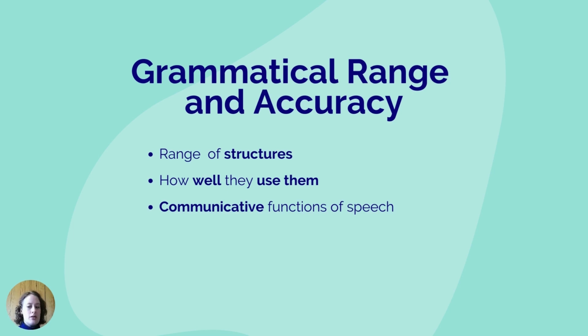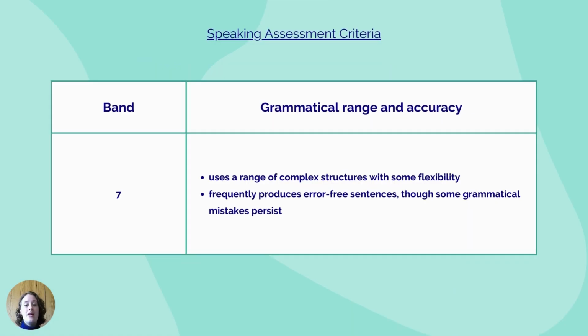So, what is grammatical range and accuracy? Well, it refers to the candidate's ability to use a range of structures and how well they use them. As well as the rules of language, this criteria considers the communicative functions of speech. Here you can see the marking criteria for a Band 7 answer.